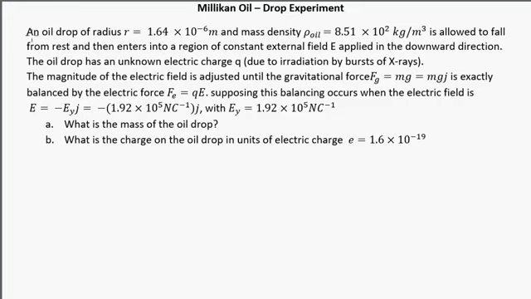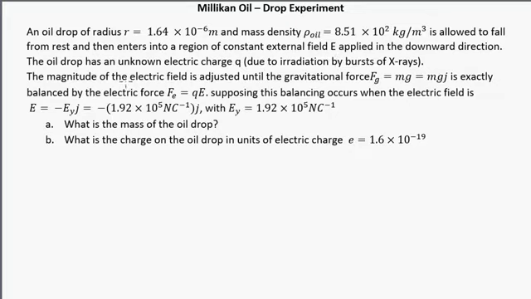So we have here an oil drop of radius 1.64 times 10 to the power of minus 6 meters and mass density, that's rho oil, equal to 8.51 times 10 to the power of 2 kilograms per meter cubed, is allowed to fall from rest and then enters into a region of constant external field E applied in the downward direction. Now the oil drop has an unknown electrical charge due to irradiation by bursts of X-ray.